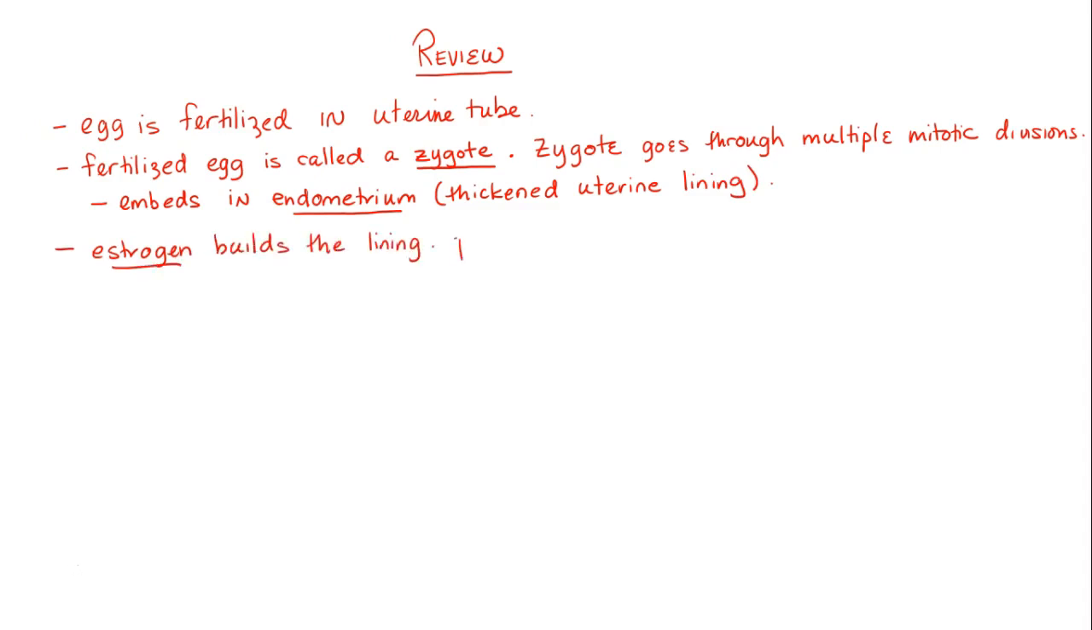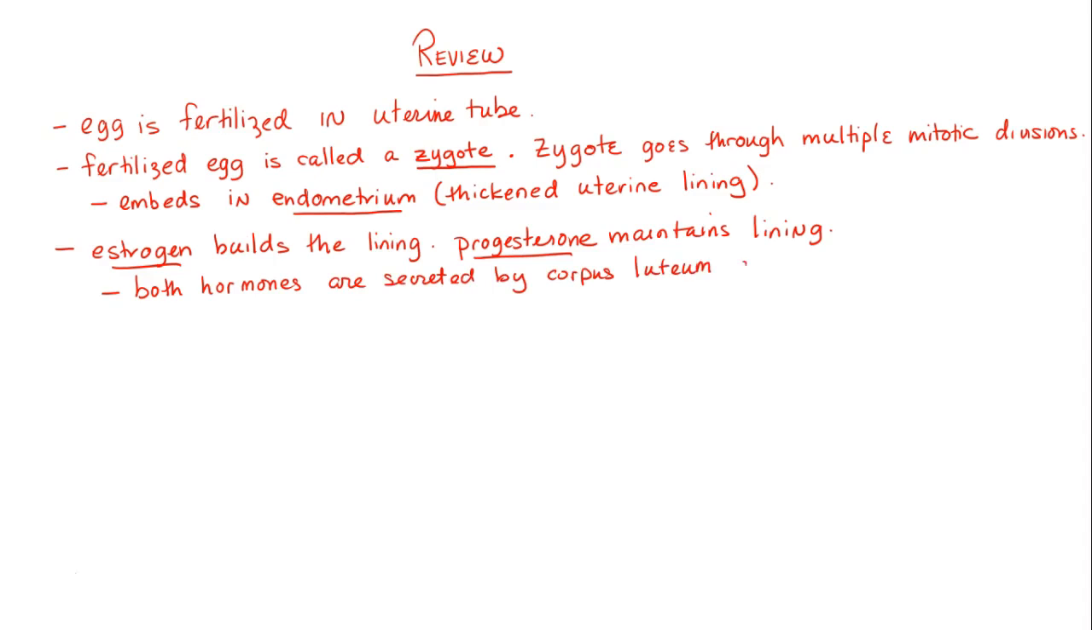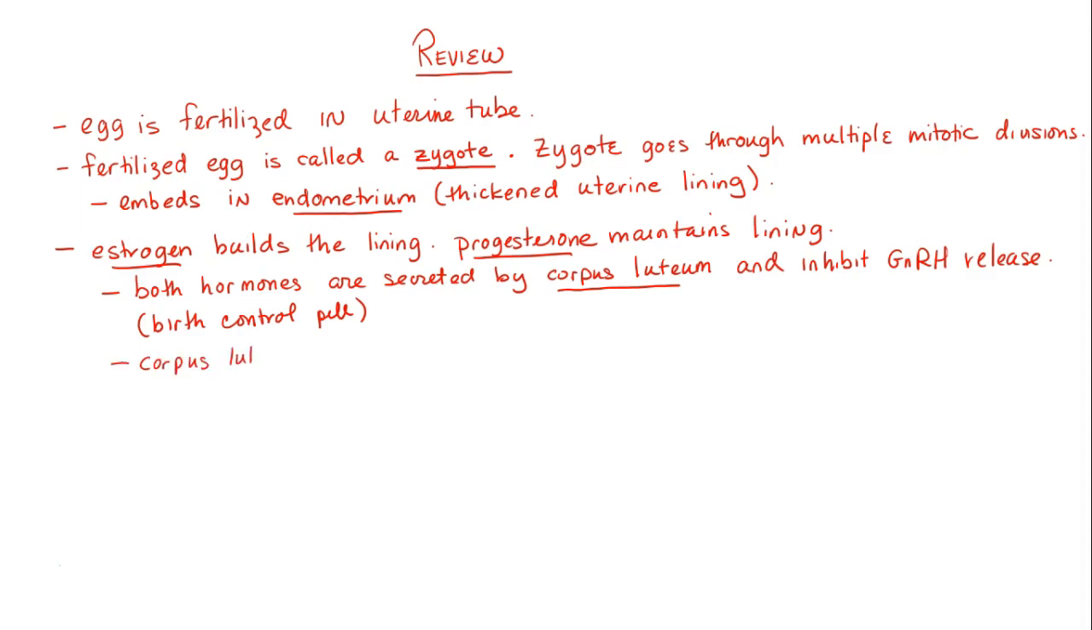Estrogen builds the lining, and progesterone maintains the lining of the uterus. And these two hormones are secreted by the corpus luteum, and the maintenance of the corpus luteum also inhibits gonadotropin releasing hormone released from the hypothalamus, and then that also inhibits the release of luteinizing hormone and follicle stimulating hormone from the pituitary. And I wrote birth control pill in parentheses so that you would know that the birth control pill is made up of progesterone and estrogen, because the effect of those two hormones is ultimately to prevent an ovulation event and prevent someone from getting pregnant.